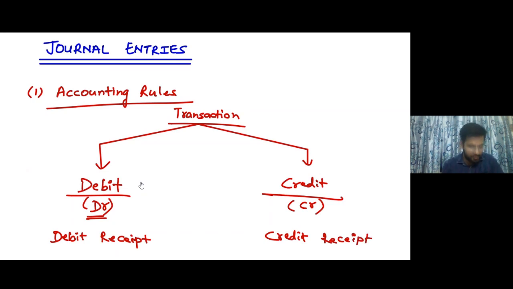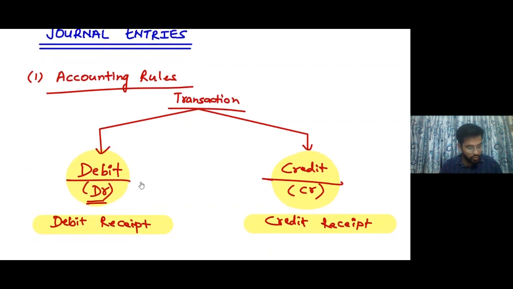So we have two things. We have one effect which is called the debit effect, and one which is the credit effect. Debit, DR, is known as debit receipt. Credit, CR, is known as credit receipt. Those are the two effects for every transaction. This is the basis of accounting. Now, what are the rules? What are the rules for accounting?